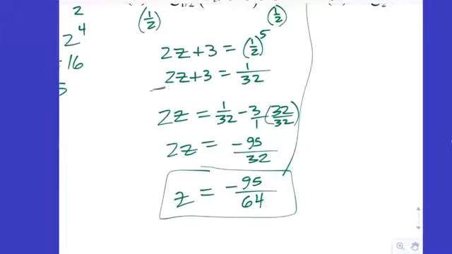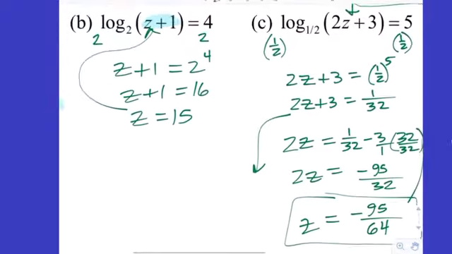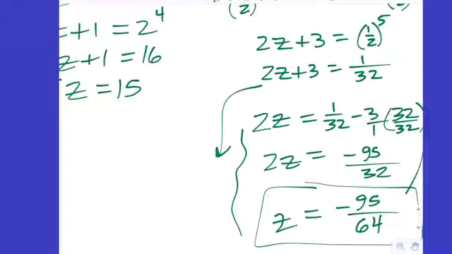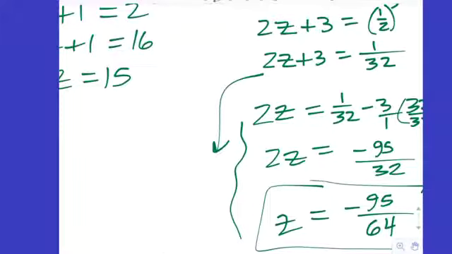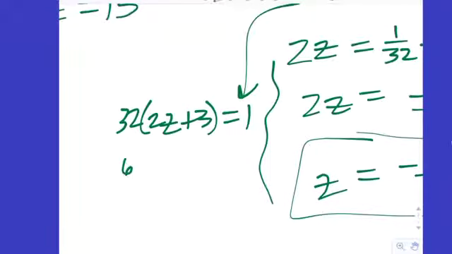The other way to do it from here is to eradicate the fractions. If you do that, you're going to have to multiply both sides by 32. So if you do that, you distribute on the left side, you're going to get, let me show it, 32 times the quantity 2z plus 3. And now on the right side, you're left with 1. So if you distribute then, you get 64z plus 96 equals 1.